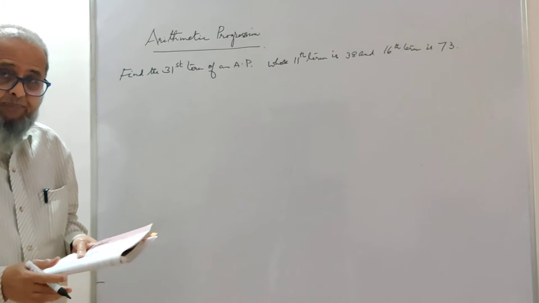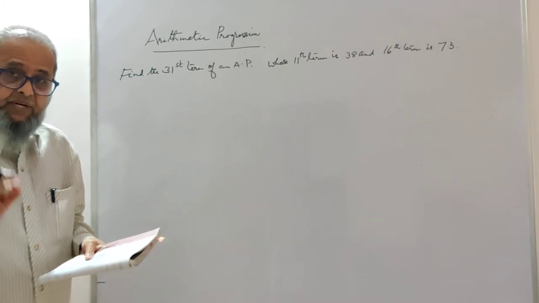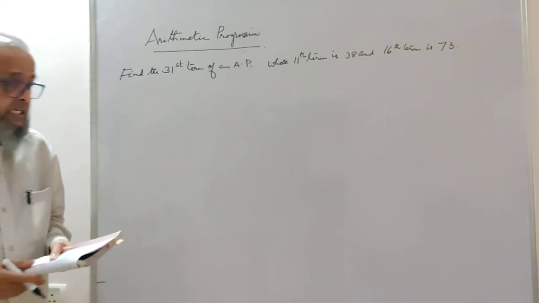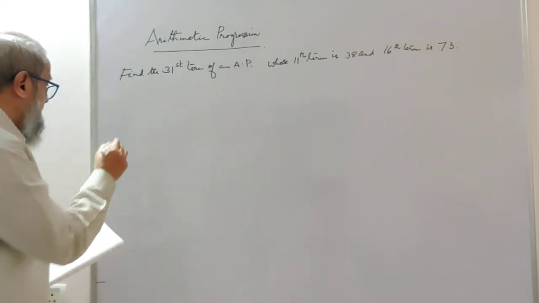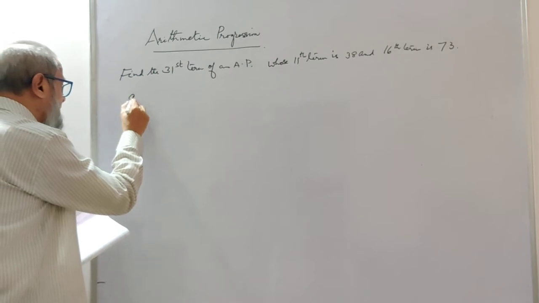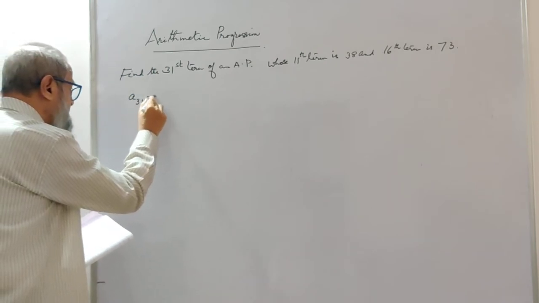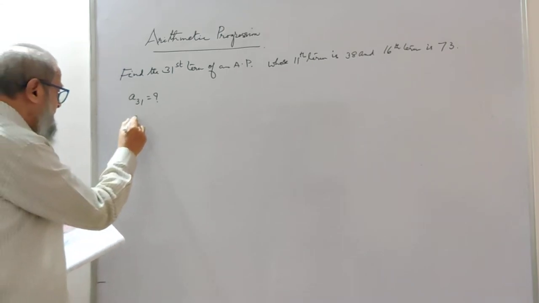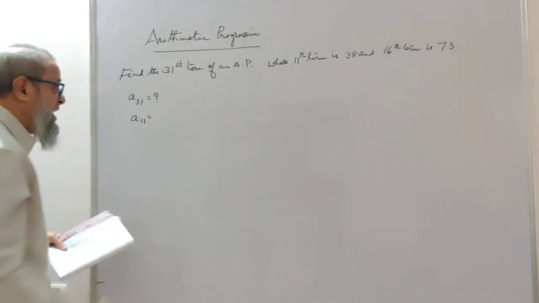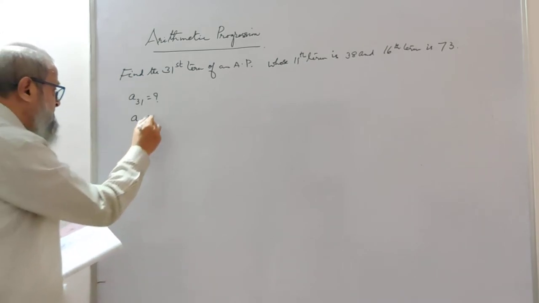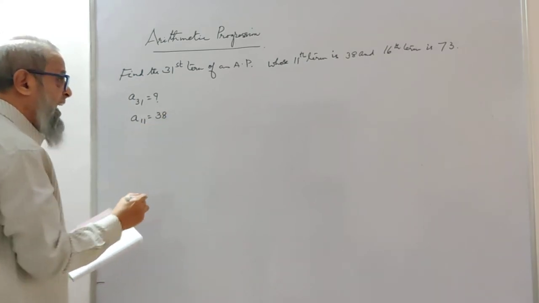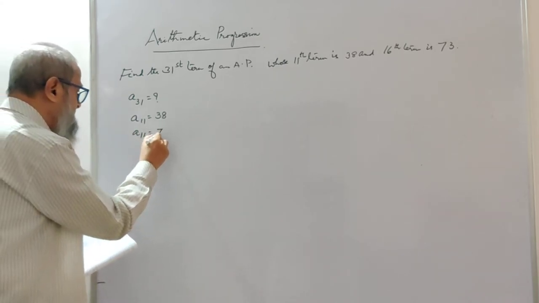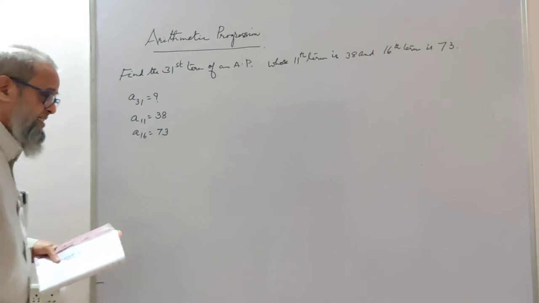In the previous problem, A was given, D was given, AN was given, and we were asked to find N. Here, we are not given that. What we have to find out is A31. A31 is to be found out. What they have given is A11 is 38 and A16 is 73. Find A31, he says.